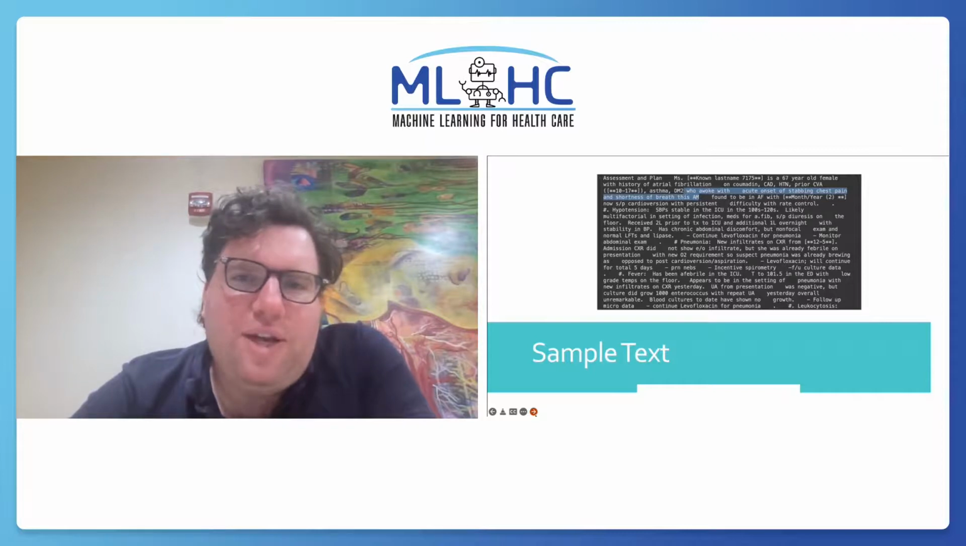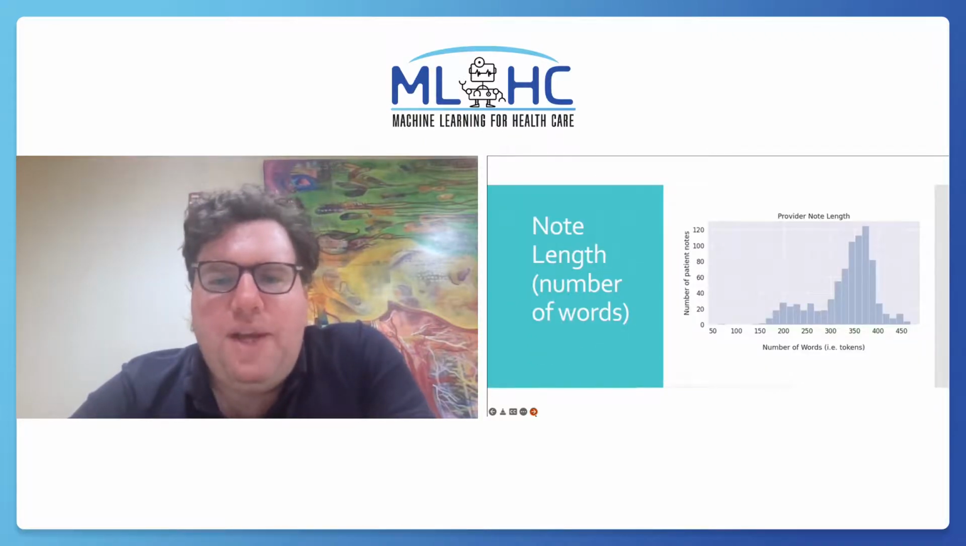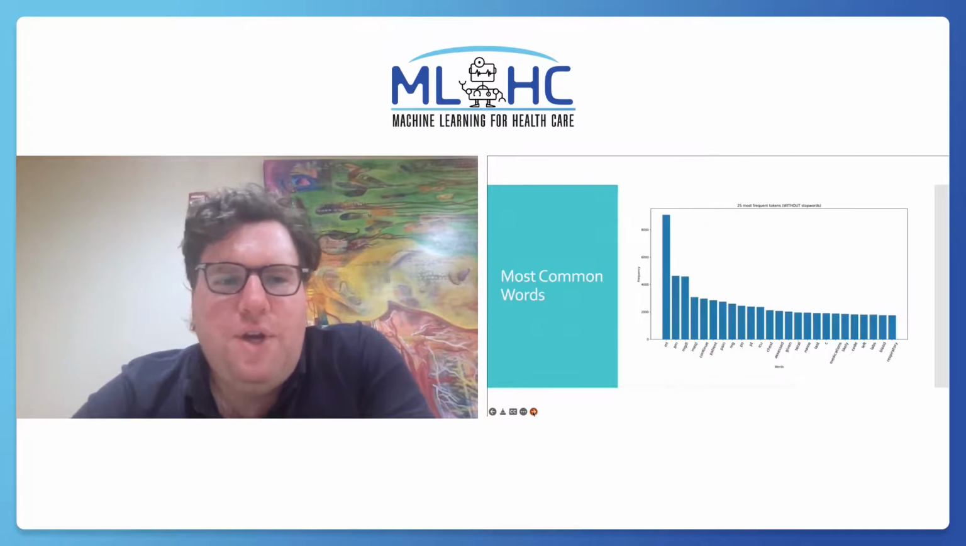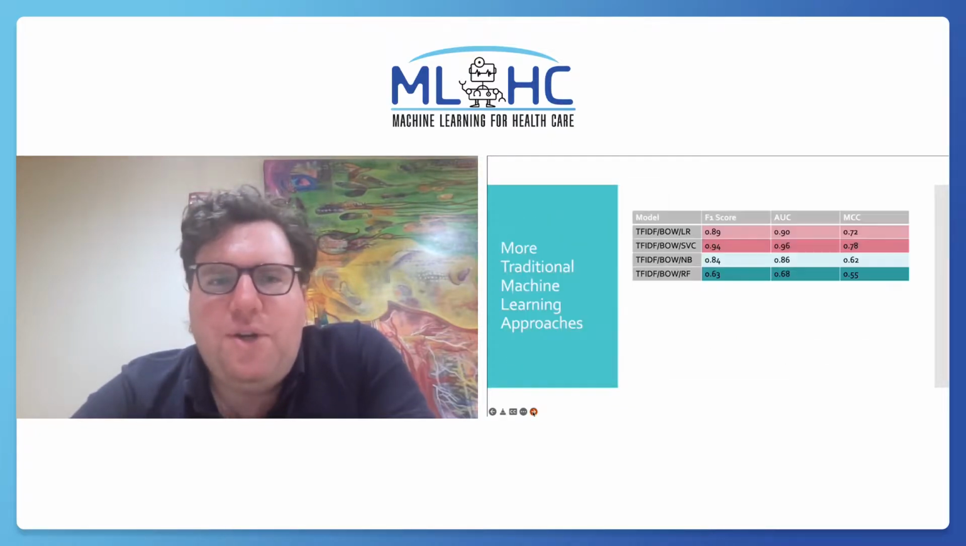This is just a sample text, just to give you a bit of a sense of what these notes look like. This is generally a histogram of the number of words in each of the notes. These are the most common words, nothing too unexpected here. This is a histogram of troponin values that were obtained. So of the 837 unique instances of chest pain in these notes, 273 were associated with clinically significant elevated troponin, which we consider to represent true cardiac chest pain.